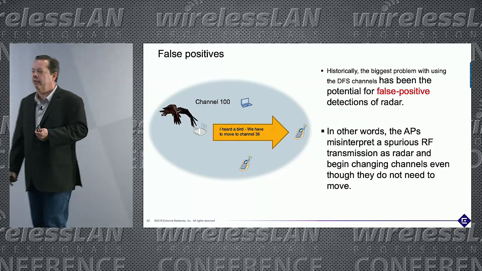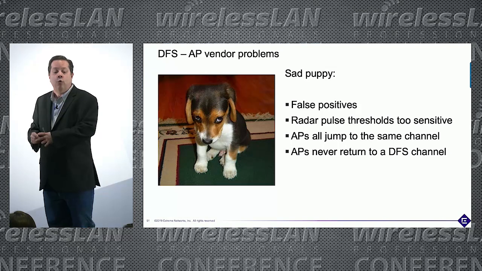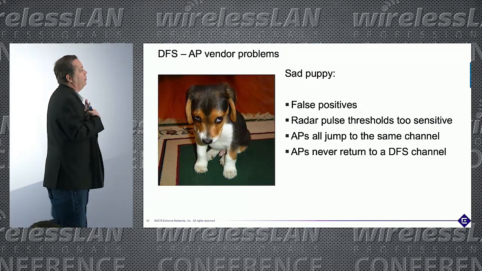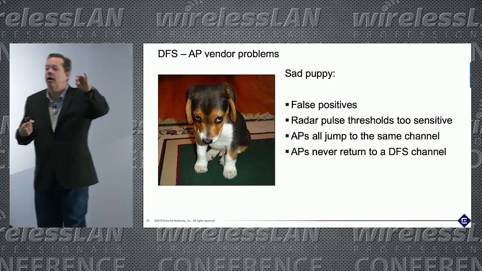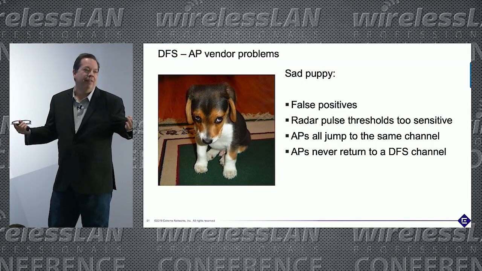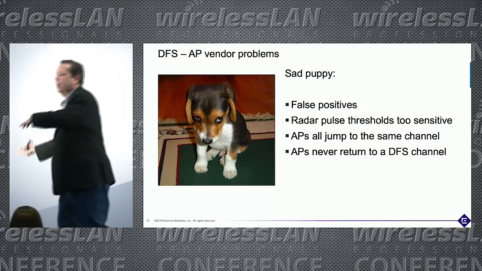When I was working for Aerohive, we had all sorts of problems about 6 years ago. We've gotten them all straightened out, and every vendor, by the way, has had these problems I'm getting ready to describe. But there's our sad puppy again. You have false positives. You have radar pulse thresholds that are too sensitive. We did something really stupid. Remember that 7th radar pulse that you don't have to worry about? Well, we detected for that, and we didn't need to. So once again, a bird would flap its wings through the air, and our APs would jump.